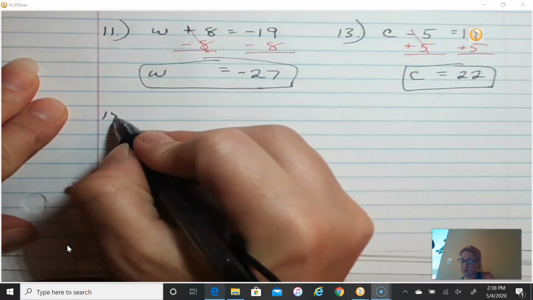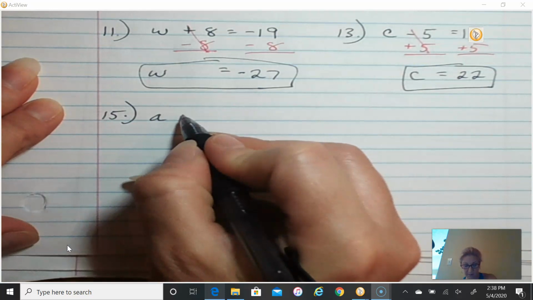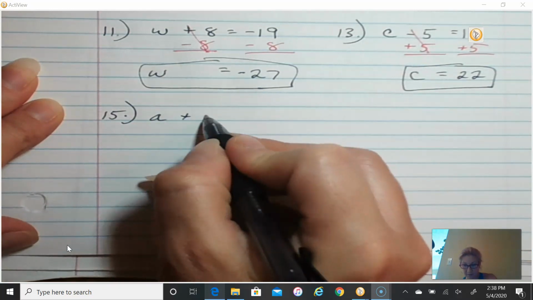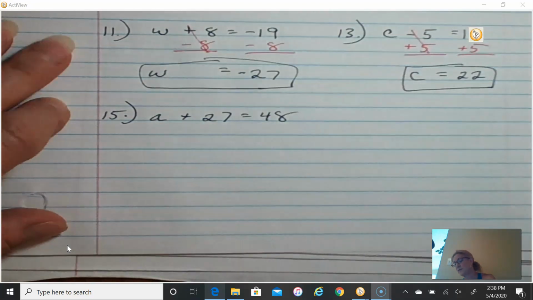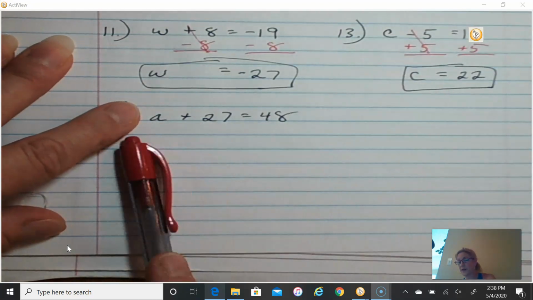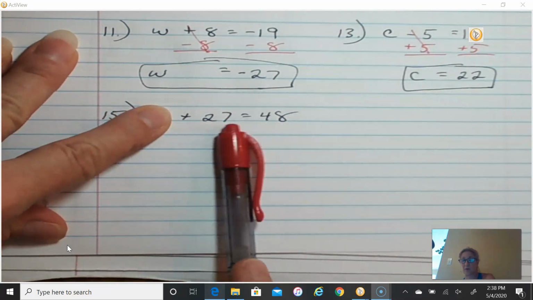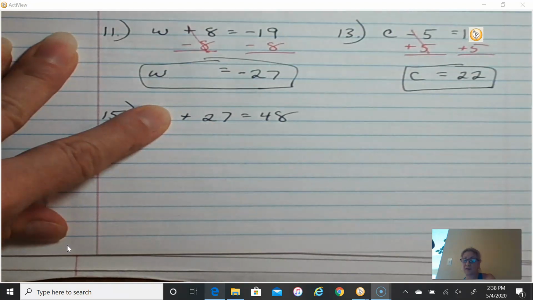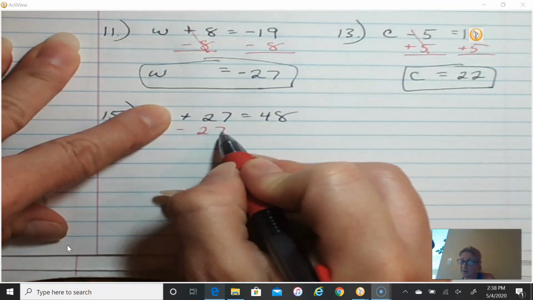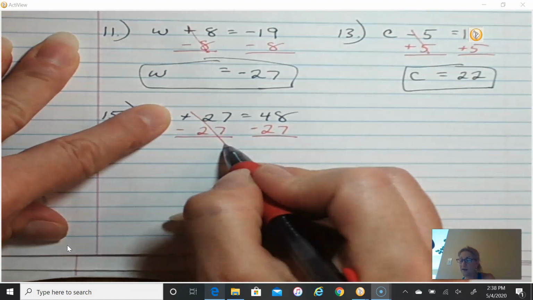All right, 15. I'm going to do 2 more and then set you free. A plus 27 equals 48. Okay, we're isolating the variable. You want to get A by itself, so we're going to move this 27. That's plus 27, so what's the opposite? Negative 27, and we have to do that on both sides.